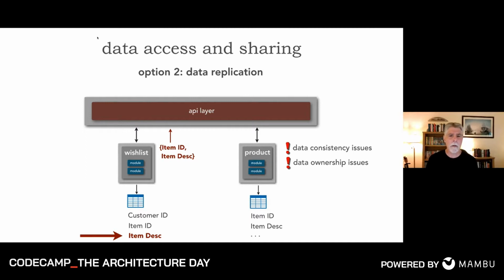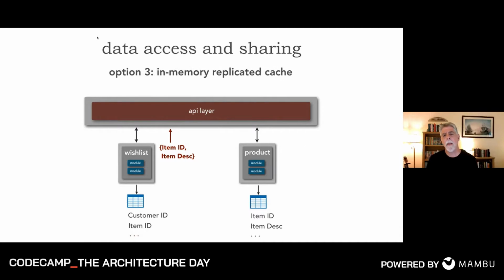Let's look at a third option, which I'm extremely fond of and use quite a bit. And that's to use in-memory replicated cache, so replicated caching. And so this works as follows. The product service, let's say, is going to have an in-memory data grid. And it's going to own that in-memory data grid. And it's going to contain item descriptions.